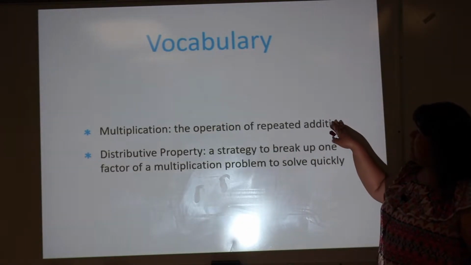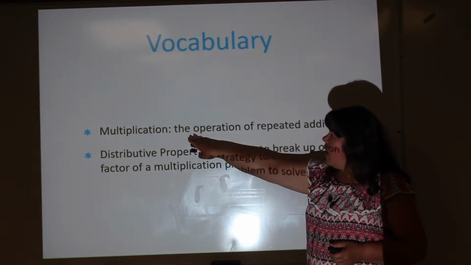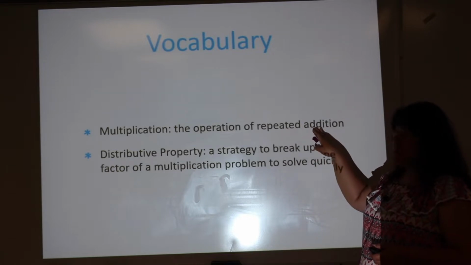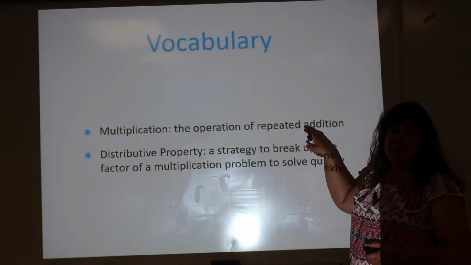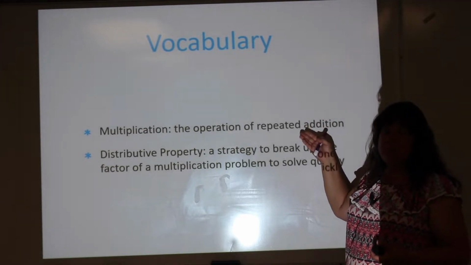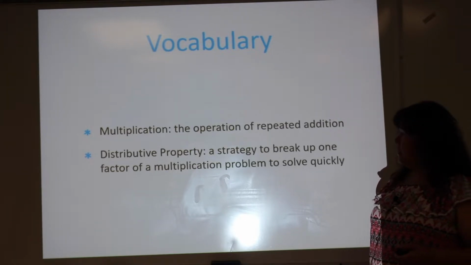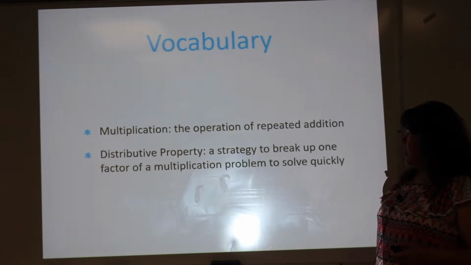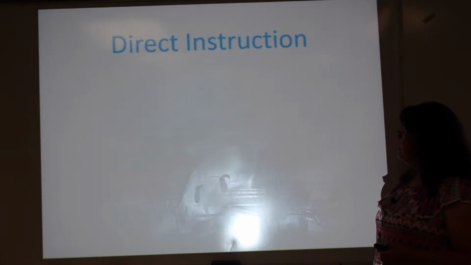So, our vocabulary, multiplication. We've heard this word before, but it means the operation of repeated addition. So that's basically what it means, that we are repeating our addition fact, the same one, over and over and over. And if we learn our multiplication facts, we can do that much quicker. Distributive property is a new word. It's a strategy to break up one factor of a multiplication problem to solve it quickly. So we're going to do that today.